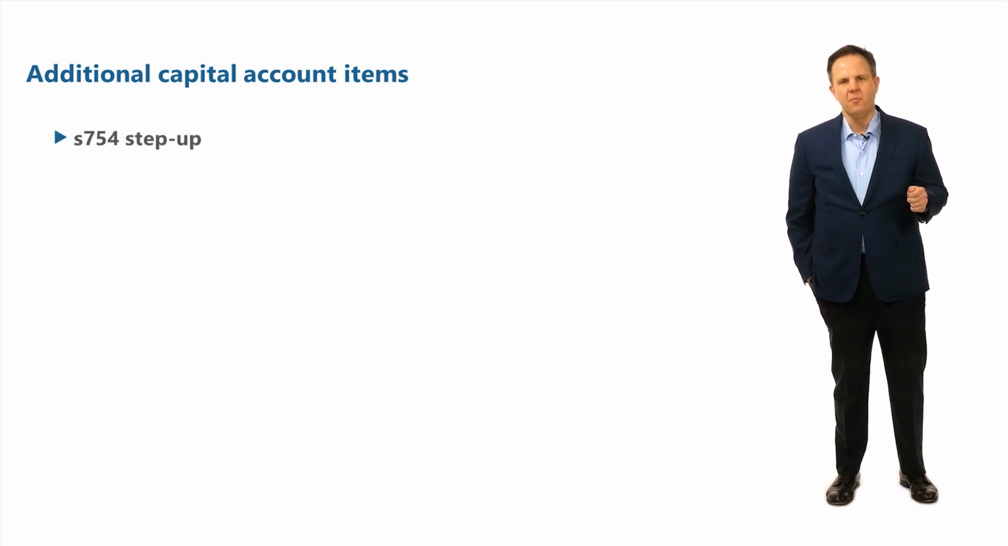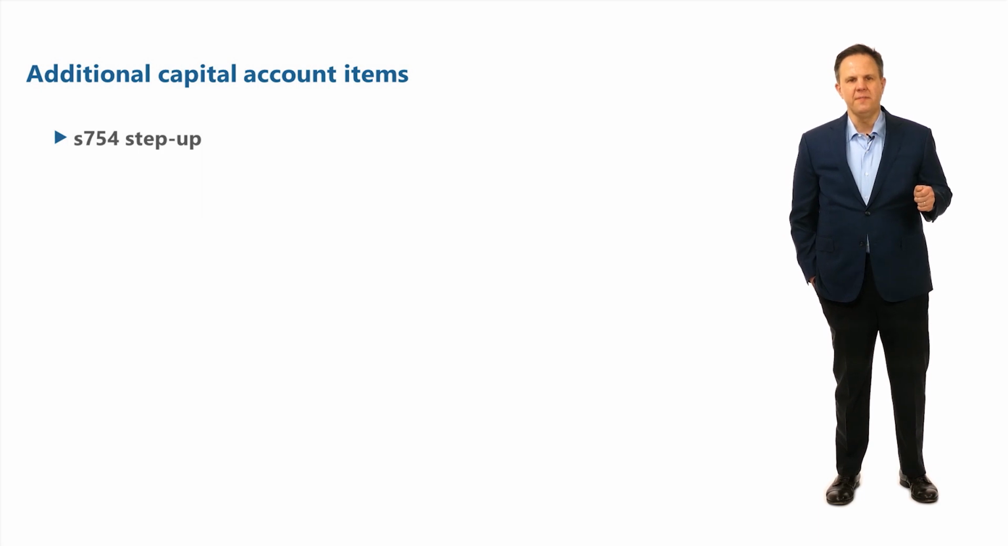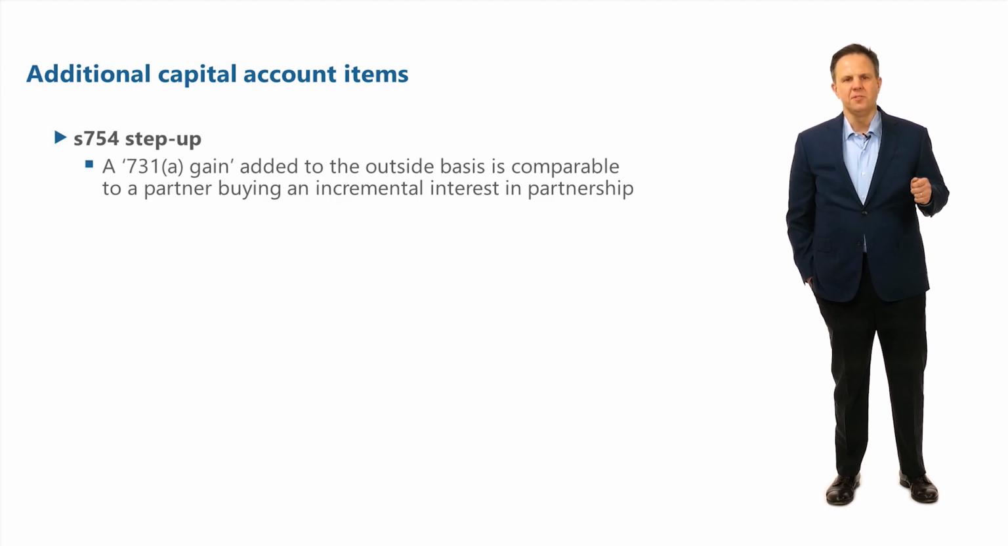When a Section 731A gain is added to the outside basis, it is comparable to the partner who received the cash distribution buying an incremental interest in the partnership. Then, if the partnership has made what is known as a Section 754 election, that deemed purchase can result in an increase to the basis of the partnership's assets and a corresponding increase to the partner's capital accounts.